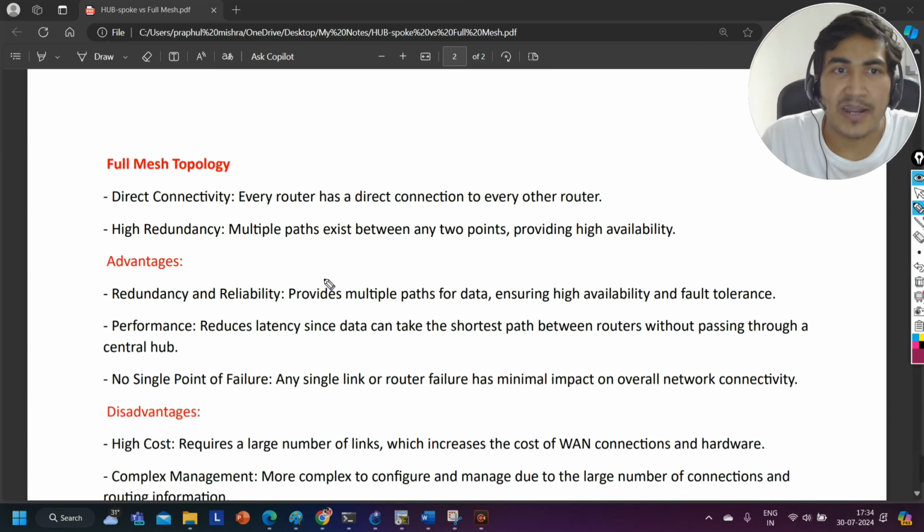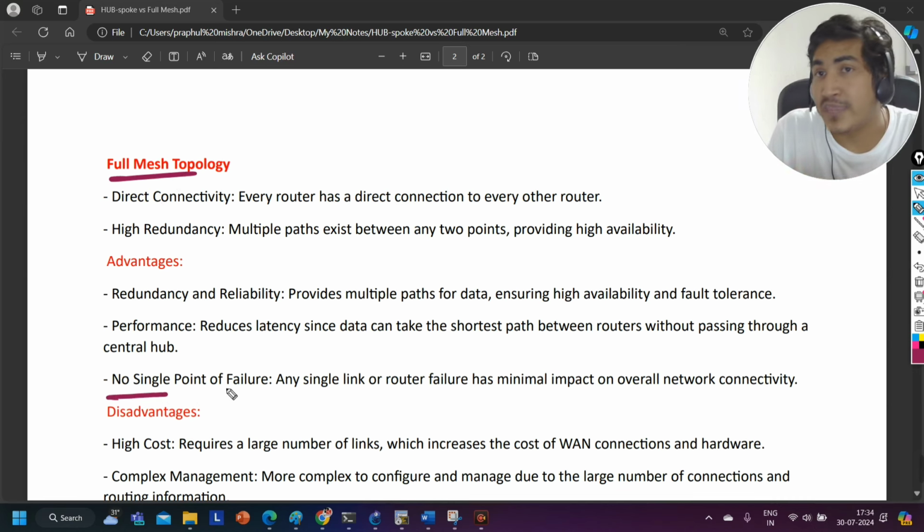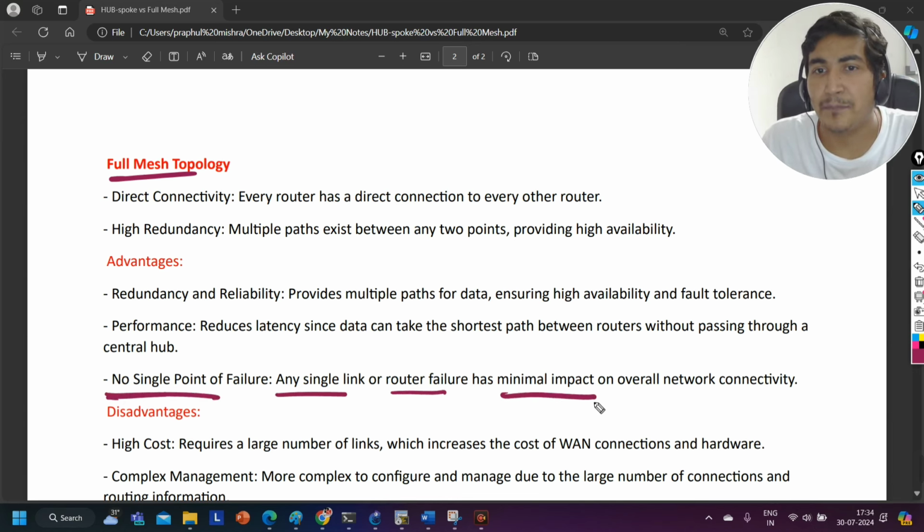Then guys, the next advantage of full mesh topology is no single point of failure, right? So if any one branch goes down, it will not impact my entire network. Other branch users are still able to communicate with each other. So we don't have a single point of failure here like hub and spoke. Any link or router failure has minimal impact on overall network connectivity.